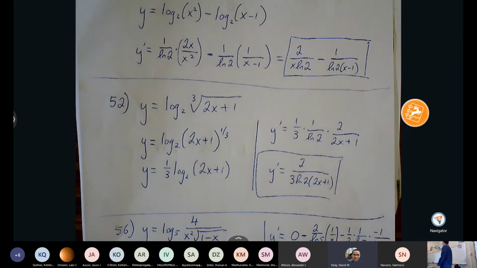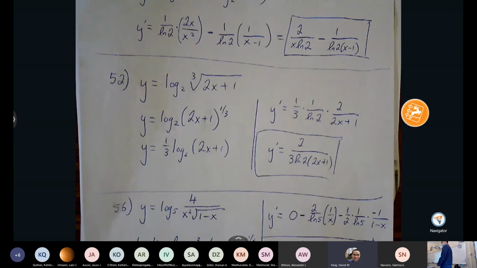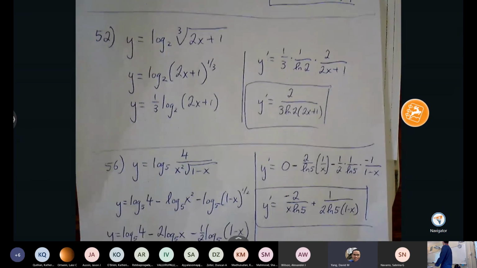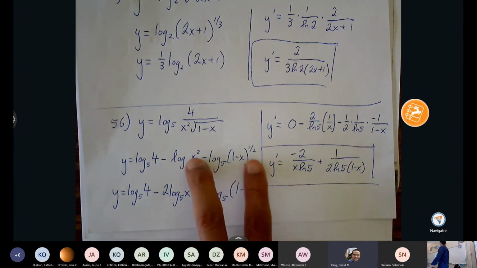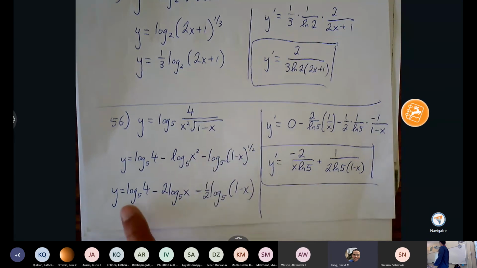I'm doing these out of order, sorry. So here's 56 first. I see three terms. I see the 4, I see the x squared, I see the root 1 minus x, so I want them all to be separate log terms. And then within the second and third term, my denominators, they're both going to be negative because they're in the denominator. And within each of my second and third term, I see some additional expansion I can do, right? I can bring those exponents down in front.